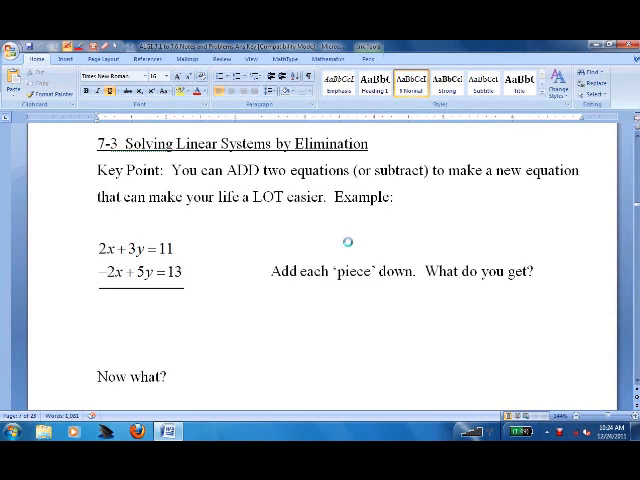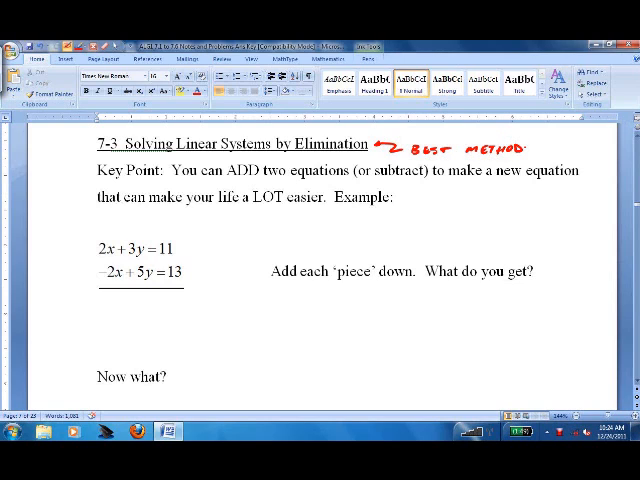Lesson 7.3, Solving Linear Systems by Elimination. This is the best method. If you can do elimination, do it. When you are getting these kind of questions on an ACT or in a future math class, elimination is the one that you'll remember. And you'll remember that it's the easiest one. So definitely want to do these and make sure you get them down.